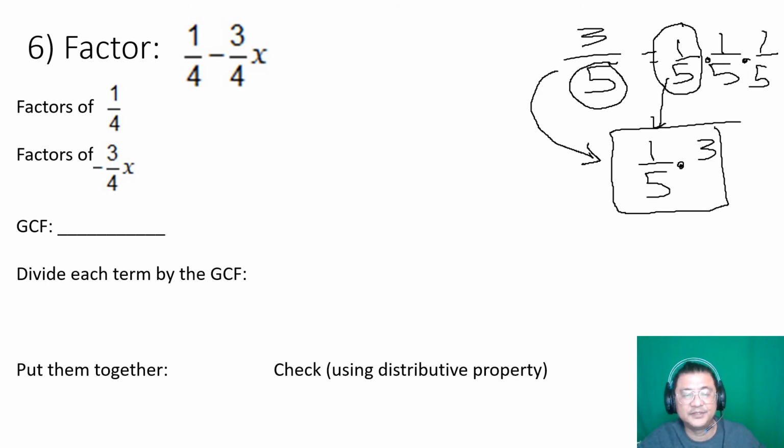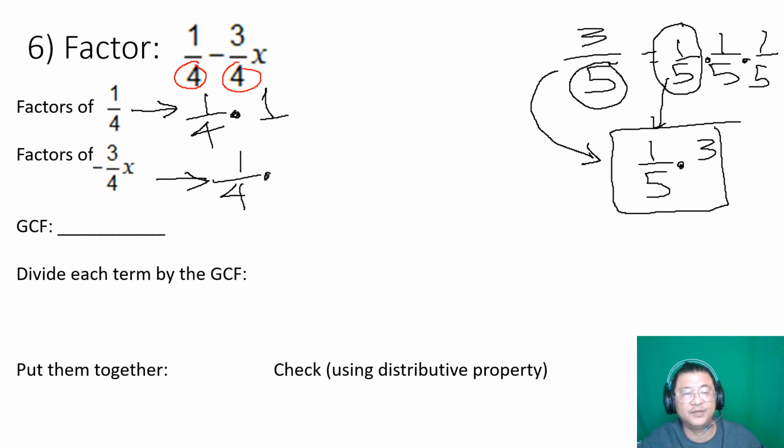Now, since the common number here is 4, that means I can bring out the 1/4. So for 1/4, I could write down 1/4 times 1. For the 3/4, I could factor it as 1/4 times what? The number on top, 3. But there's also an x. So let's now copy what is common. 1/4 is common. Therefore, 1/4 will be my greatest common factor. There you go. Divide each term by 1/4.